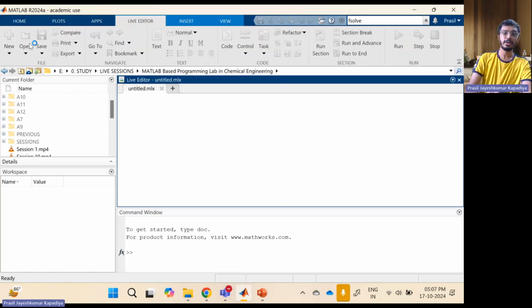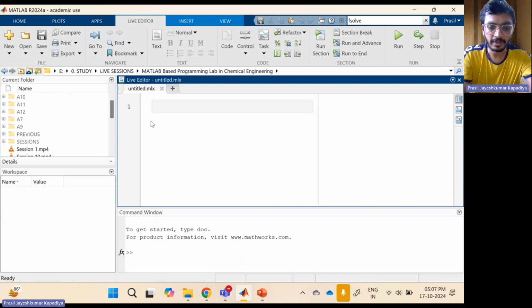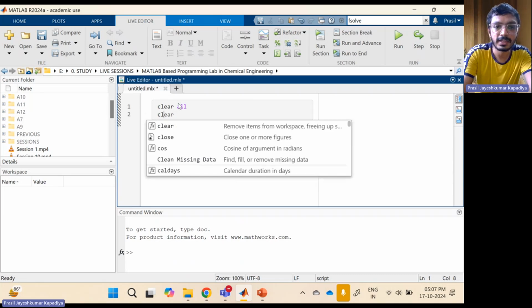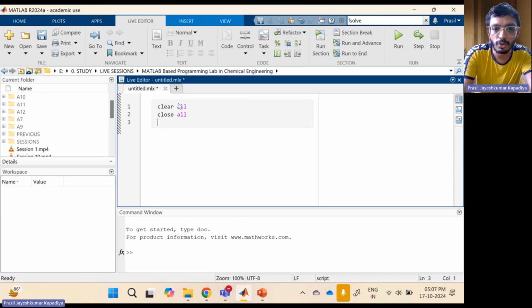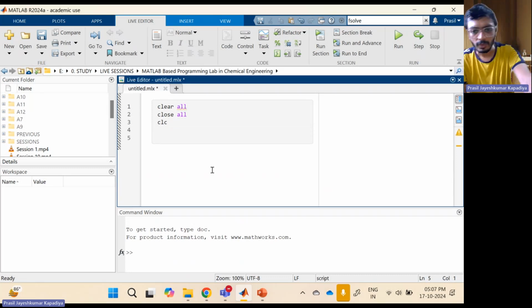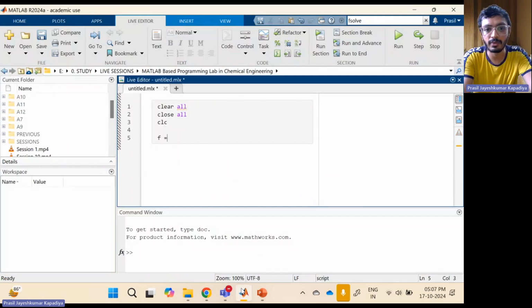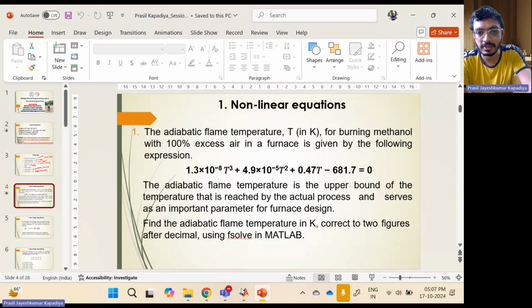So how can I do it? First I will write clear all. You can also mention close all to close all the prevailing graphs that are open. Okay, so what is my equation? My equation is F is equal to the equation, which is a function of temperature.